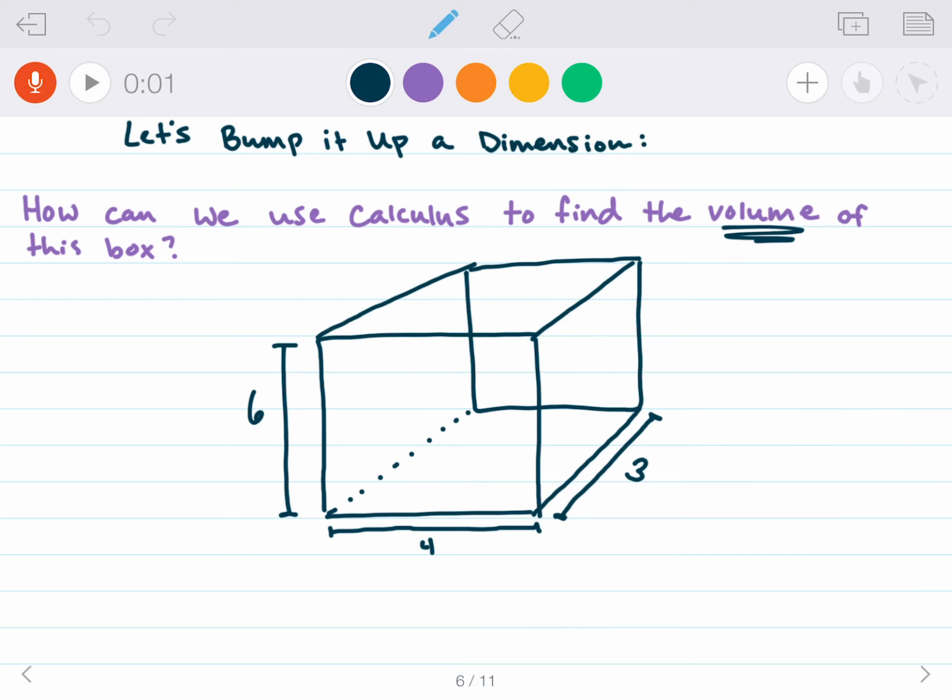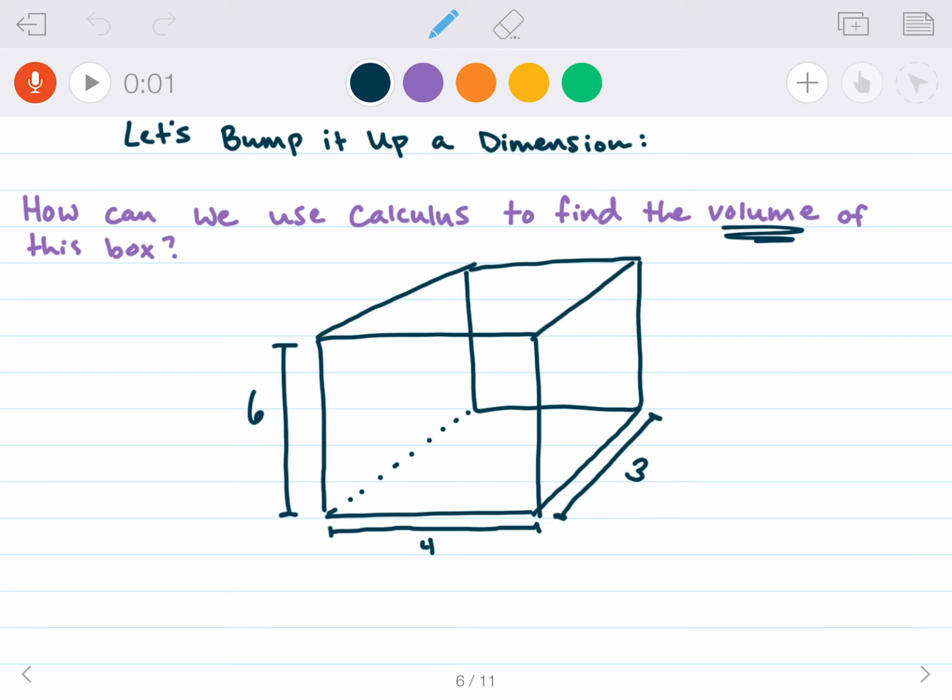So let's bump it up a dimension. We've been talking about two-dimensional objects, finding the area. We can do a very similar thing to find the volume of a three-dimensional object. So consider this box right here. We know what the volume is because we know geometry, right? We can just multiply length times width times height. So the volume is going to be 6 times 4 times 3 units cubed, basically. But how can we do this with calculus?